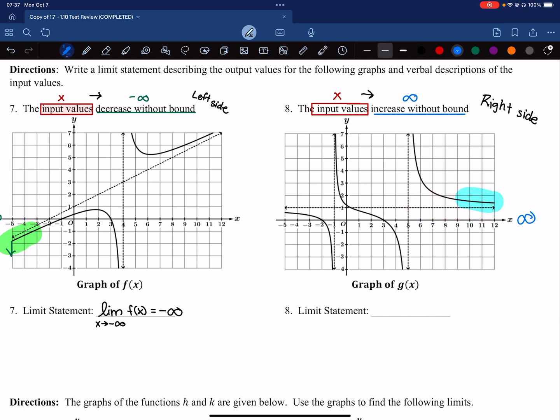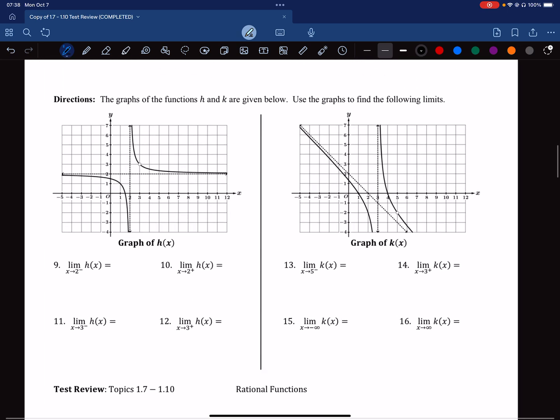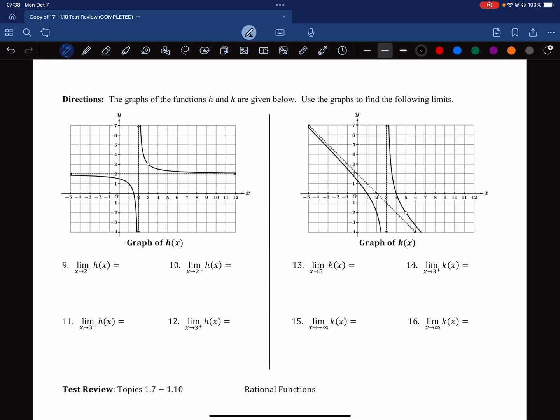So when we write our limit statement to represent the right side, x is approaching positive infinity of g of x. And what is it approaching? It's approaching that horizontal asymptote at 1. Okay. Now, looking at the bottom half of this page, the graphs of the functions h and k are given below. Use the graphs to find the following limits.